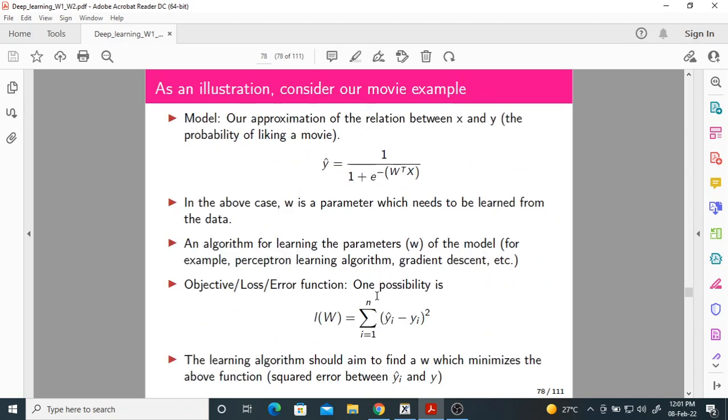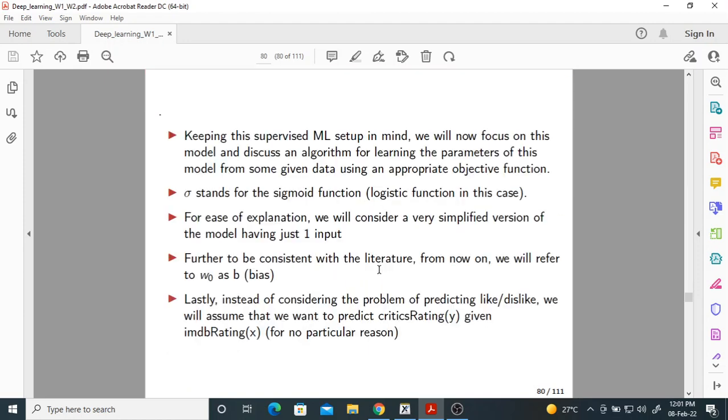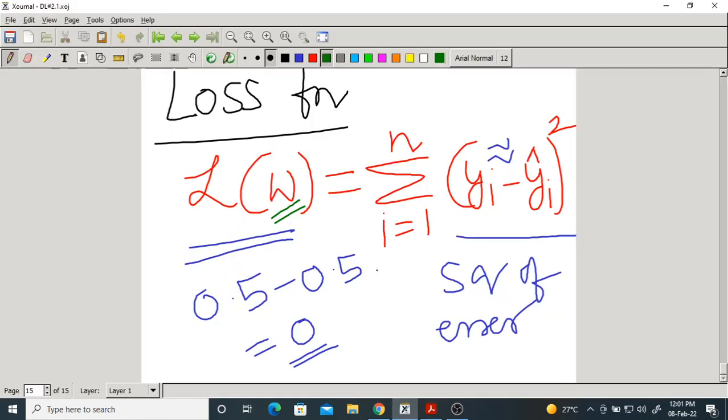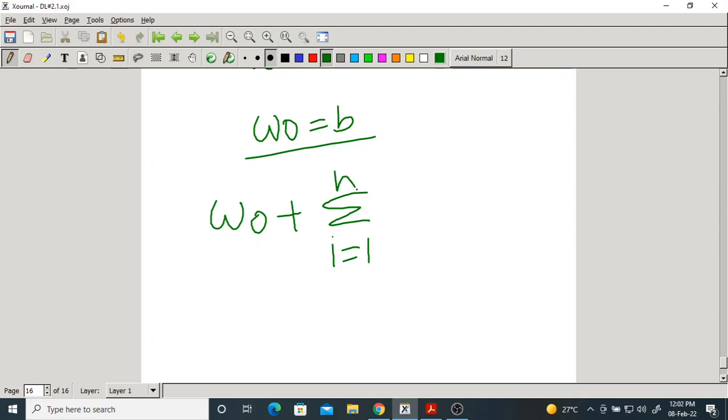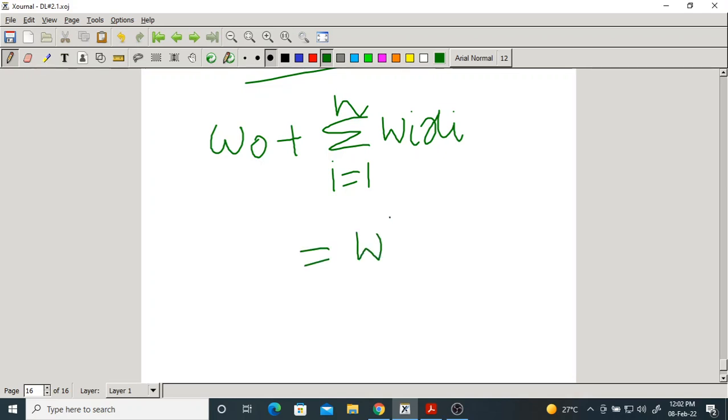Okay, one more thing is, here we are assuming omega naught to be equal to b. What is omega naught? Omega naught is a bias, that is minus theta equal to b. So simply we are assuming omega naught equal to b. So if you think properly, omega naught plus summation i equal to 1 to n omega i xi is equal to what? Actually, that is equal to omega transpose into x. That is also equal to omega dot x. Is it okay?